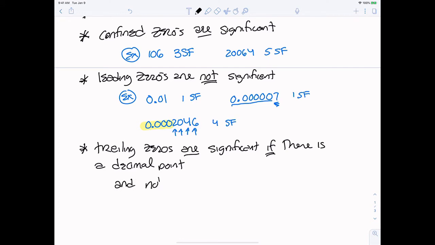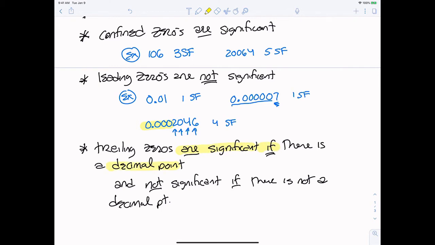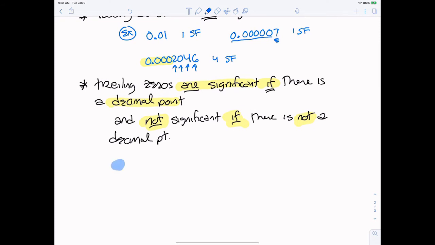And not significant if there is not a decimal point. So they are significant if there's a decimal point. They're not significant if there is not a decimal point. So examples for us.